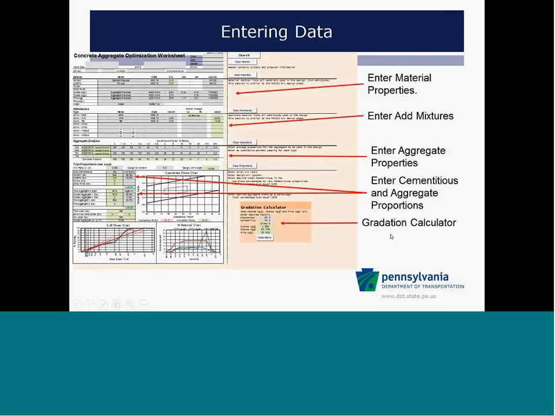What percentage you have. And this is a real nice feature of this spreadsheet, that if you have three aggregates, using a 57 and 8 and a sand, or three other, whatever aggregates you're using, you can use this gradation calculator. I'll demonstrate that in a little while, but it's a real nice, real handy tool to use. To give you the position that you want, to get where you want this in the graph.